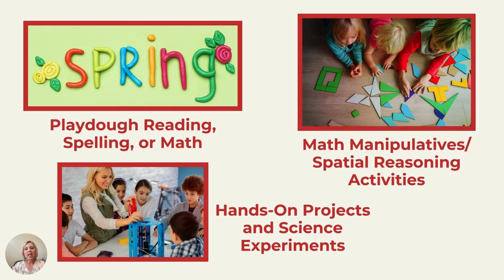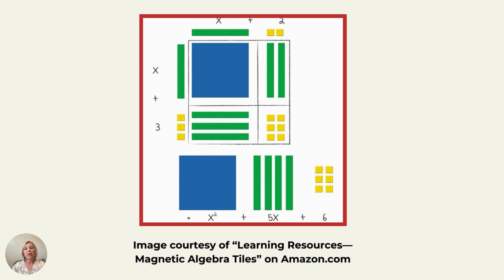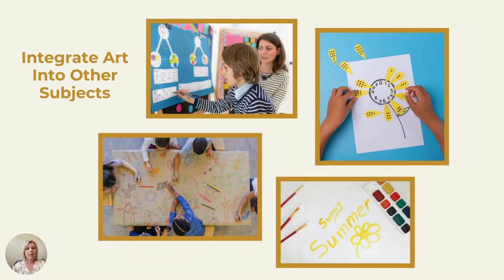Other ideas are using math manipulatives, spatial reasoning activities, hands-on projects, and science experiments. Now, I want to point out we tend to think of math manipulatives just for the youngest of children, but even up at the level of algebra, there are manipulatives that can be really helpful. The manipulatives are used to teach first in a concrete way and then move to the abstract so that the individual really understands what these numbers and symbols represent. Another way to bring in spatial intelligence is to integrate art into other subjects, whether that's math, spelling, reading, science, or history. Art is a wonderful way to incorporate that.